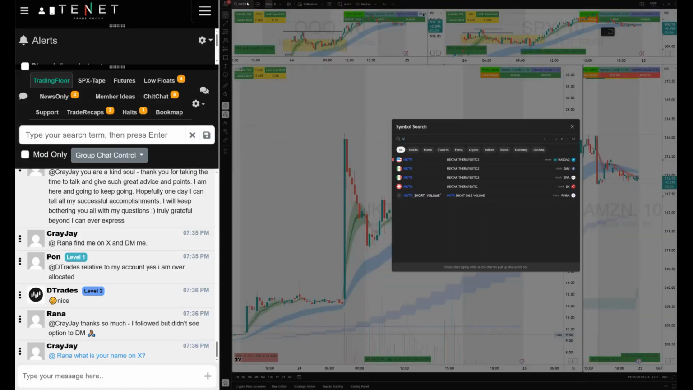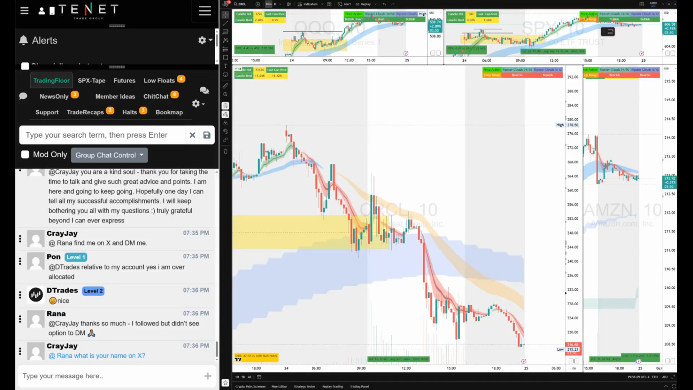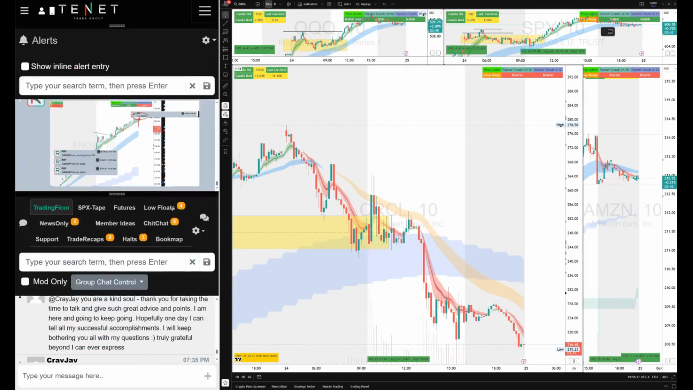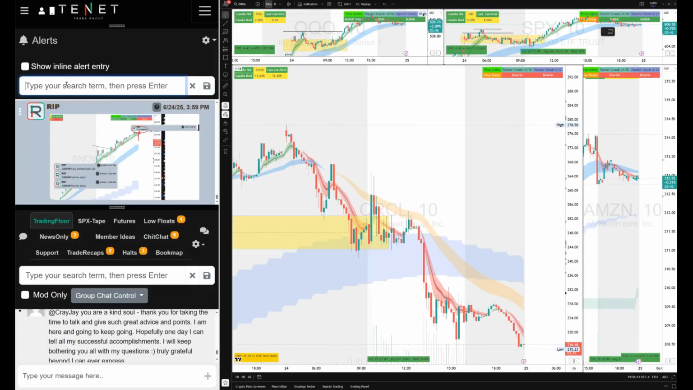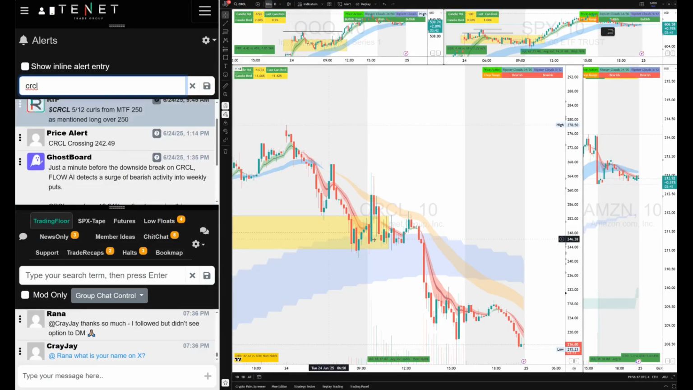All right, so let's look at Circle. What was Circle doing here? Let's take a look. Circle today was nothing special because it was very choppy. It did give a little curl here, from 250s to 260s. But once it broke down, I told my traders, leave it alone. No trend, neither bullish nor bearish.